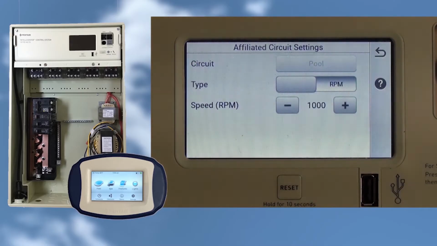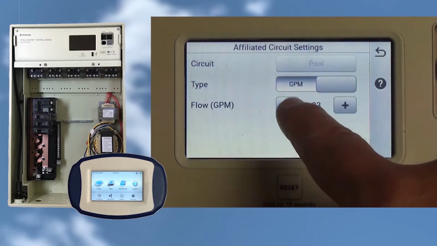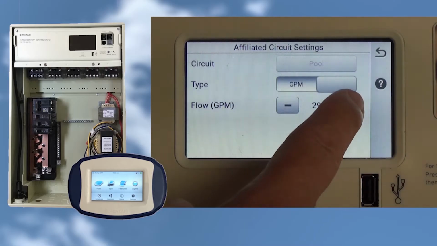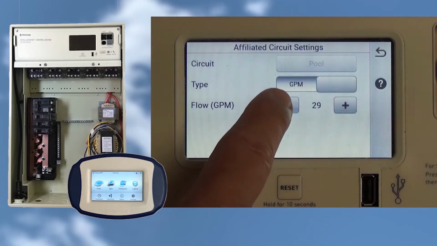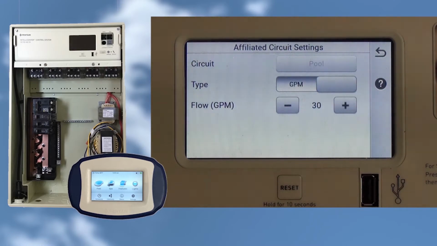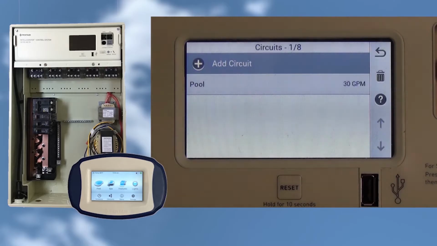On this screen, we can change from RPM to GPM with the toggle, and then we can adjust the flow rate to anywhere within the minimum and maximum ranges we established in the settings menu for this pump. And notice how the flow rate changes by 1 gallon per minute with each tap of the button. This is the GPM step size we discussed earlier. Now we'll tap the back arrow to get back to the Add Circuit screen.